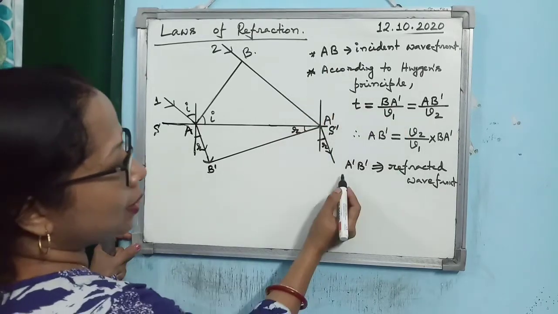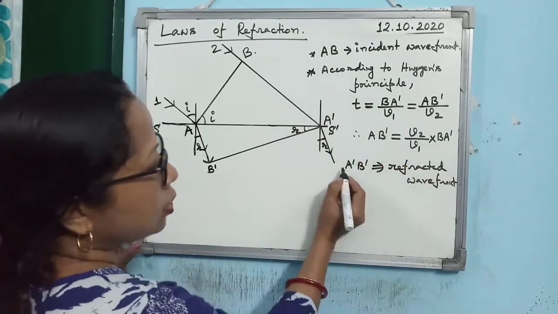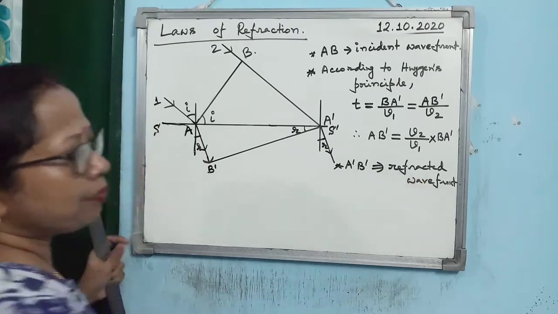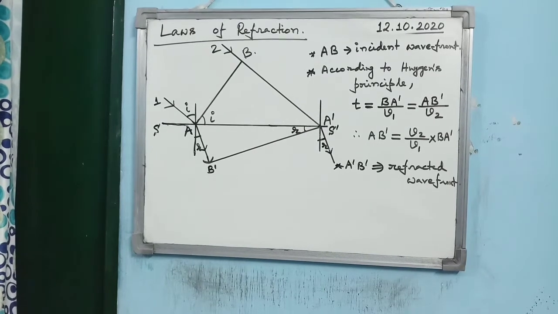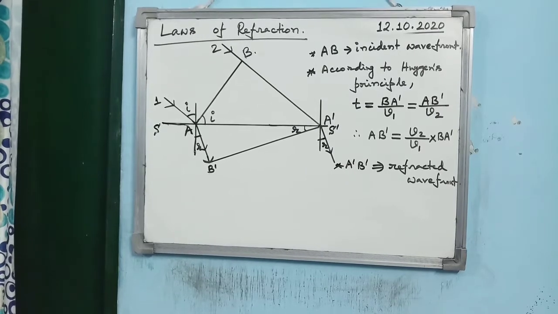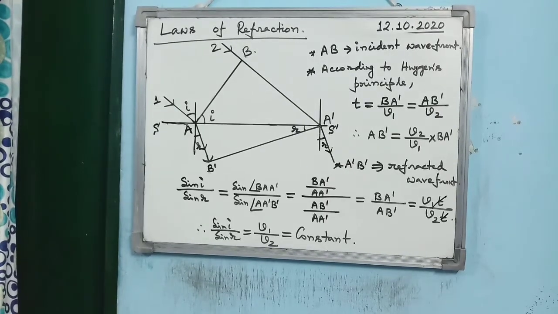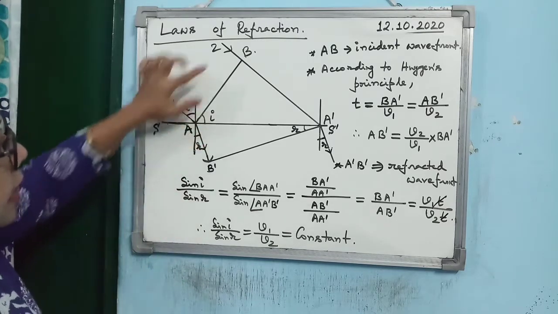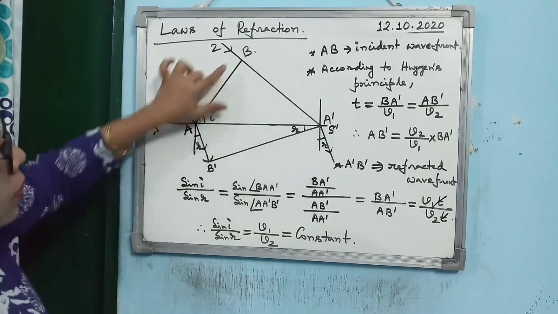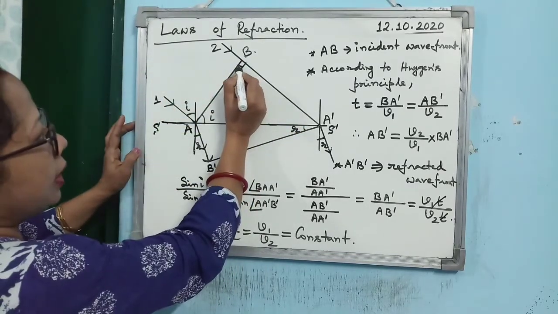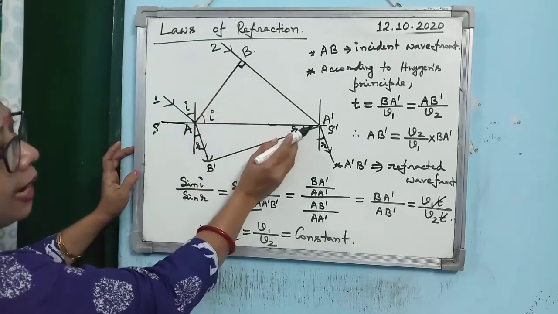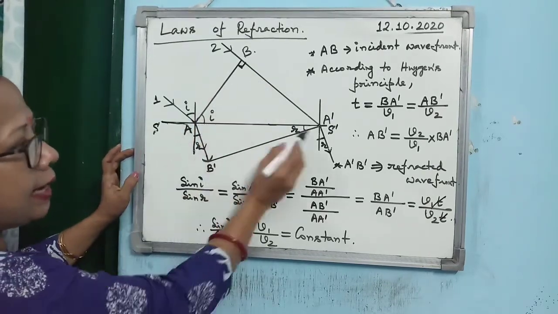According to Huygens principle, A dash B dash is the refracted wavefront. Now we will try to prove Snell's law, or the second law of refraction, by using Huygens principle. Now it is very simple. If you consider sin I by sin R, sin I is this angle, so BA dash. If it is BA dash, then this is 90 degrees. So BA dash is the perpendicular, A dash is the hypotenuse.